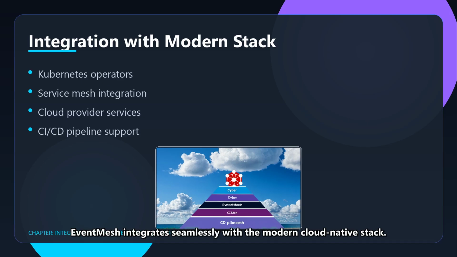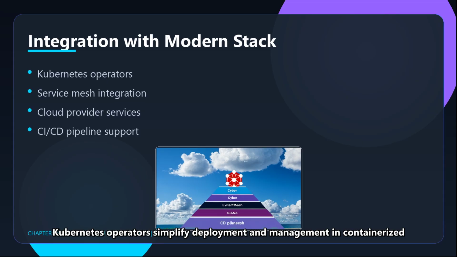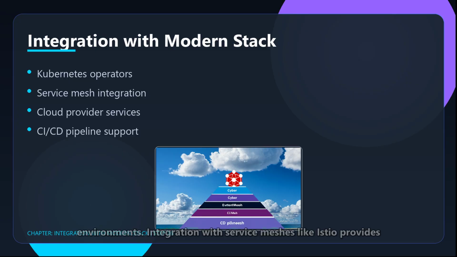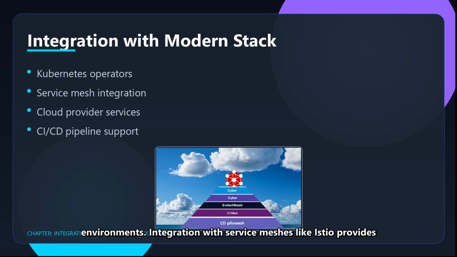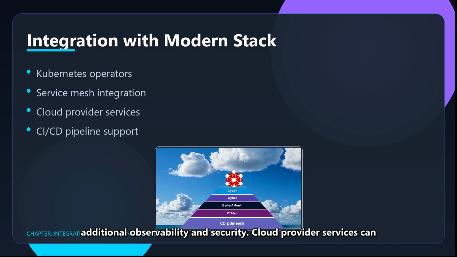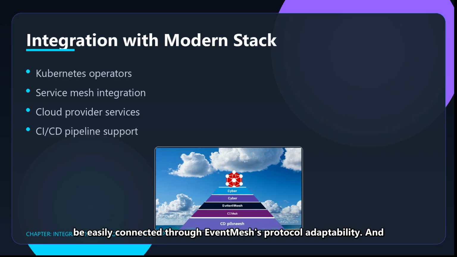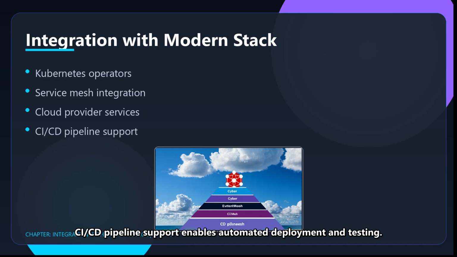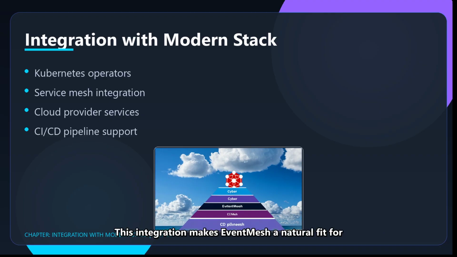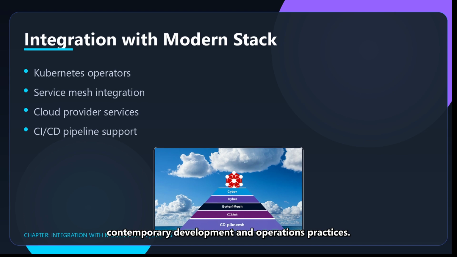EventMesh integrates seamlessly with the modern cloud-native stack. Kubernetes operators simplify deployment and management in containerized environments. Integration with service meshes like Istio provides additional observability and security. Cloud provider services can be easily connected through EventMesh's protocol adaptability. And CI/CD pipeline support enables automated deployment and testing. This integration makes EventMesh a natural fit for contemporary development and operations practices.